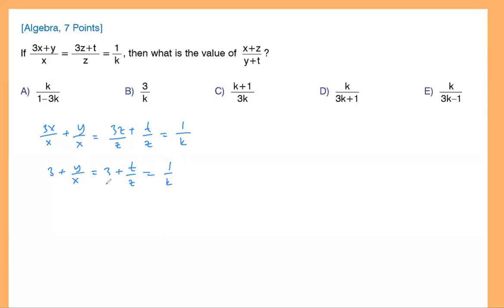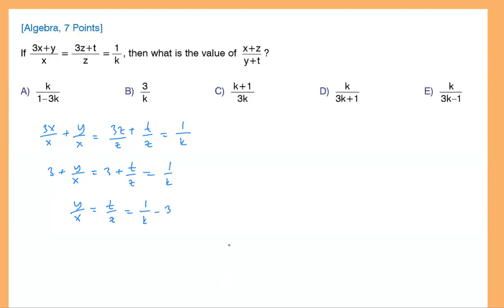So I have 3's on these two parts. Maybe I can subtract 3 from all sides of the equation. If I subtract 3, you will get y over x is equal to t over z, and that will give us 1 over k minus 3. The reason I did it this way is because the expression we are looking for is y plus t over x plus z. We'd like to get y and t and x plus z somehow, which is why I like to move anything other than those variables to one side, okay? But how is this going to be helpful?